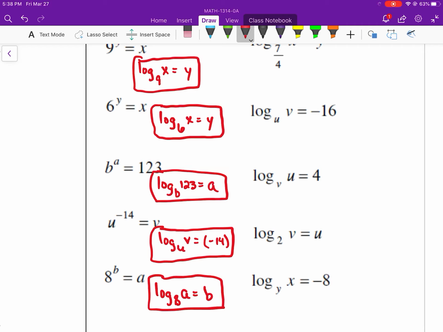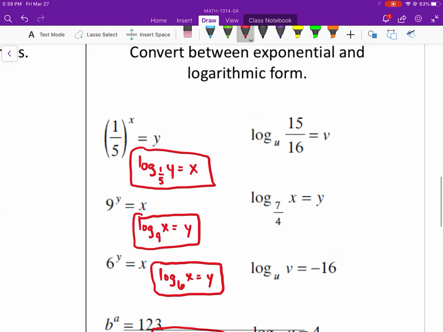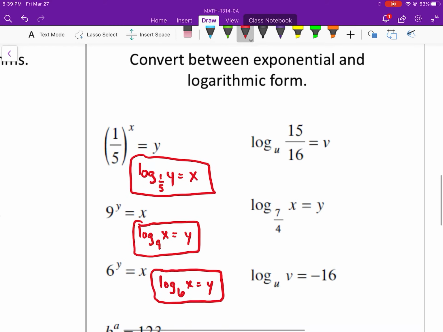Don't forget that your base will always be offset there. It'll be dropped. It won't be on the same level as log. It'll be dropped a little bit, kind of the opposite of an exponent. It'll be dropped downward instead of upward. So log base 8 of a equals b. Scroll back up here. Notice the right side. I've already mentioned this. The right side is already in logarithmic form, so I need to convert these to exponential form.